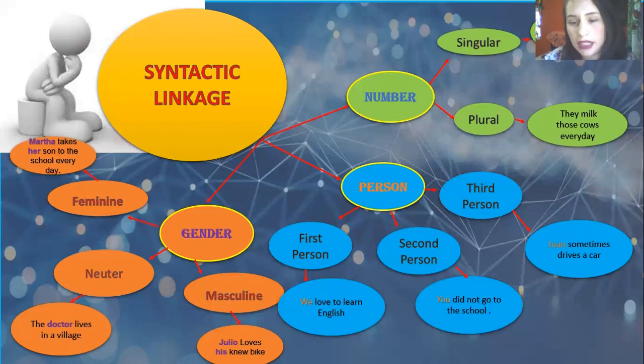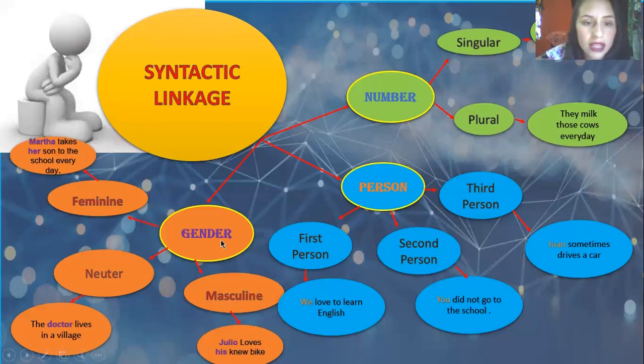Let's look at these examples. Juan sometimes drives a car. Juan is person because it is representing a third person, or the person we are talking about.